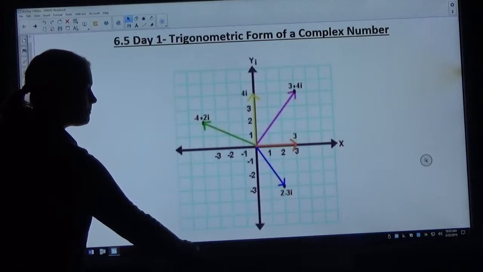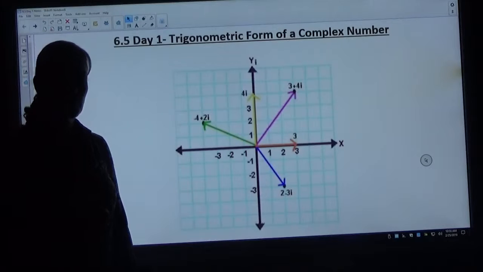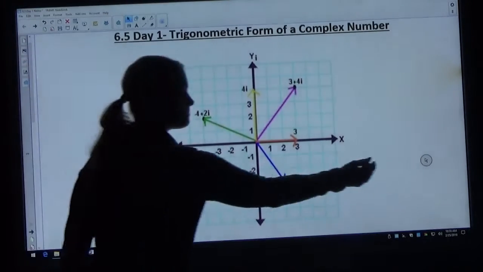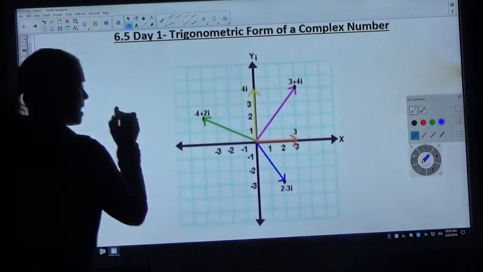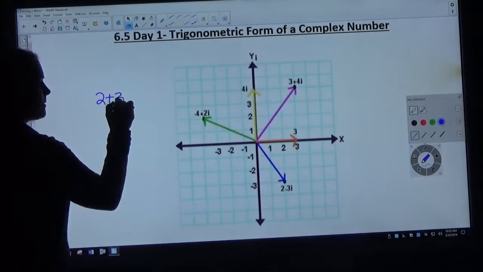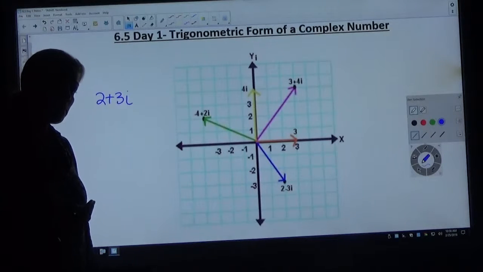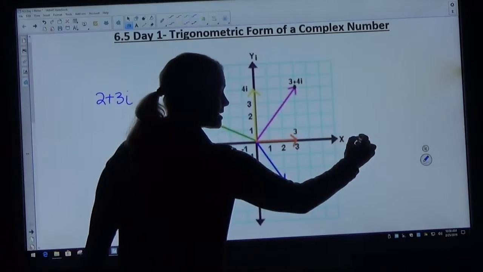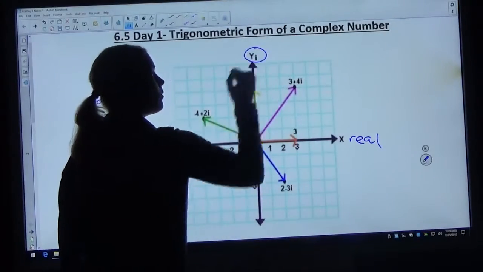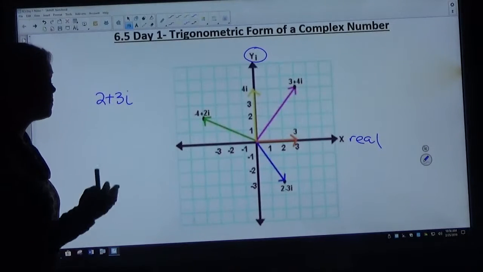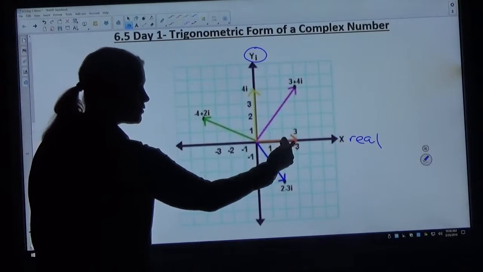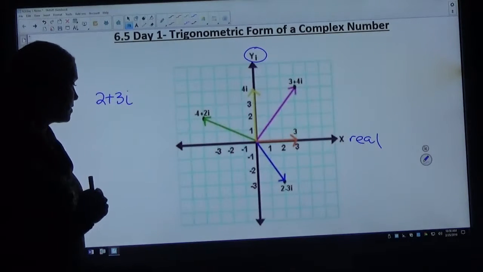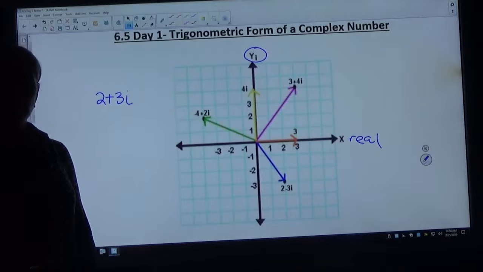The first one is how to find the absolute value of an imaginary number. When we look at imaginary numbers, for example, 2 plus 3i, if we were asked to graph that, remember this would look like a vector. We would name our x-axis the real axis, and our yi axis the imaginary axis. If we were to graph it, we would go over 2 in the real direction, up 3 in the yi direction. To find the absolute value, it's very simple.